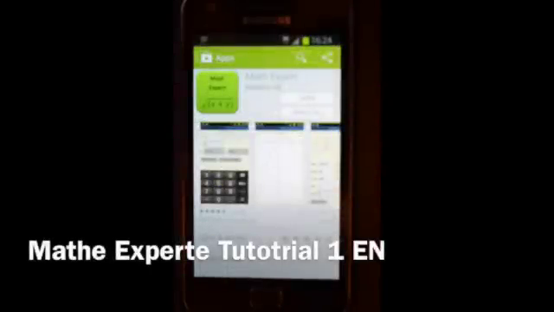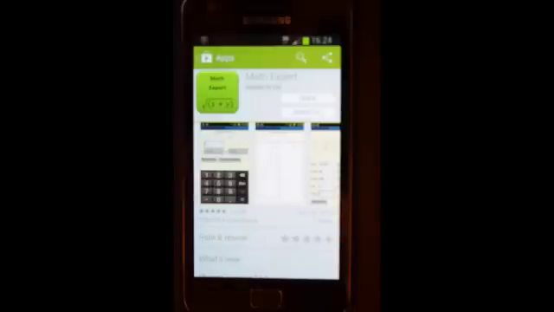Hello, I want to give you a short introduction to the app Mathe Expert. You can download Mathe Expert for free in the Google Play Store.